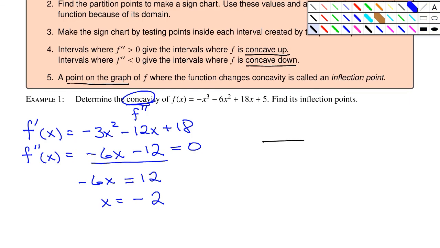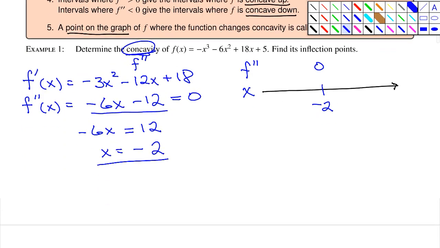Now we can make a sign chart, and we'll put our partition point on the sign chart. It's negative 2. We're testing f double prime, and these are the x's. It was a 0, so we mark that with a 0. And then we need to do some testing. So I will test at 0, let's say. And so if I do f double prime of 0, I get negative 6 times 0 minus 12, which is equal to negative 12.